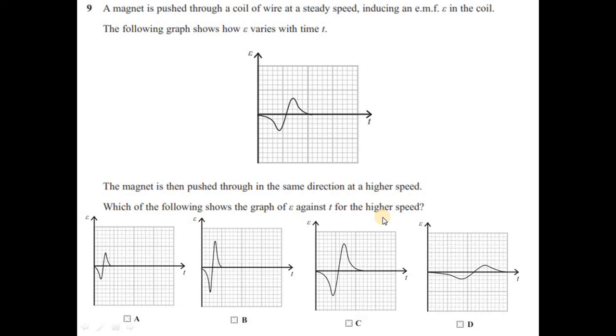Question number 9. A magnet is pushed through a coil of wire at a steady speed, inducing an EMF in the coil. The following graph shows how epsilon varies with time. So this is producing induced EMF when a magnet passes through a coil, and the magnet is then pushed through in the same direction at a higher speed.